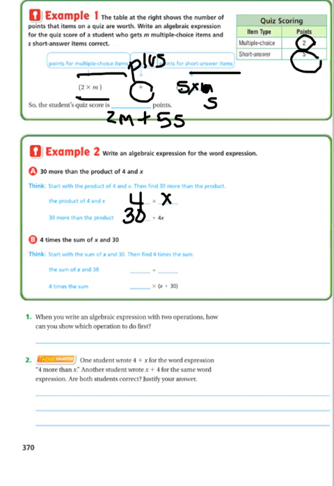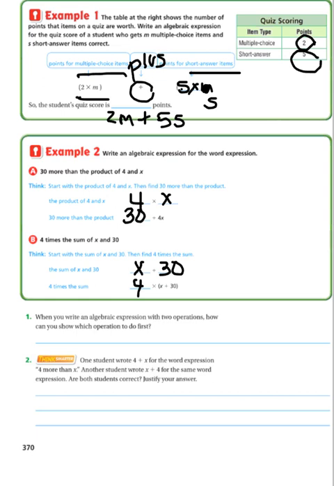B. 4 times the sum of x and 30. Start with the sum of x and 30. Then find 4 times the sum. The sum of x and 30 would be written like x plus 30. 4 times the sum would be written as 4 times, in parentheses, x plus 30.